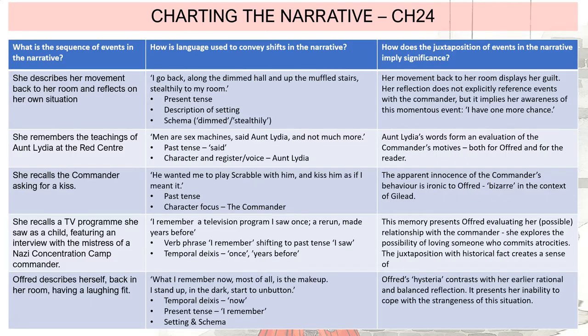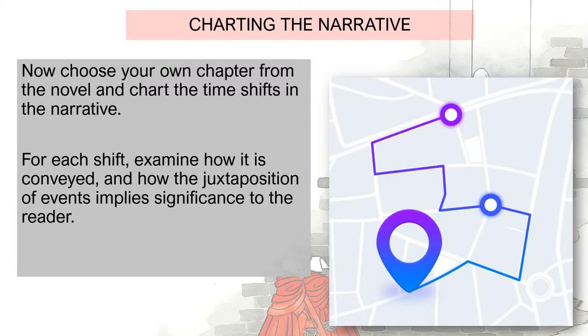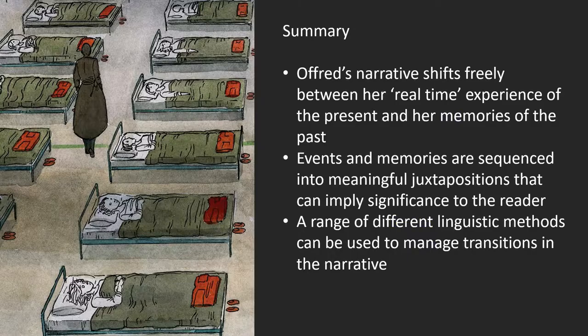It's a really good chapter for illustrating how shifts in narrative construct this realistic psychology for Offred. Right, have a go at your own. Choose a chapter, preferably a shorter chapter, and have a look at how time is shifted within the narrative. And for each of these shifts, you need to be thinking about how the language achieves the shift, i.e. how the language guides the reader through changing in time frame, but also how this juxtaposition of different events in Offred's mind is showing some significance to the reader.